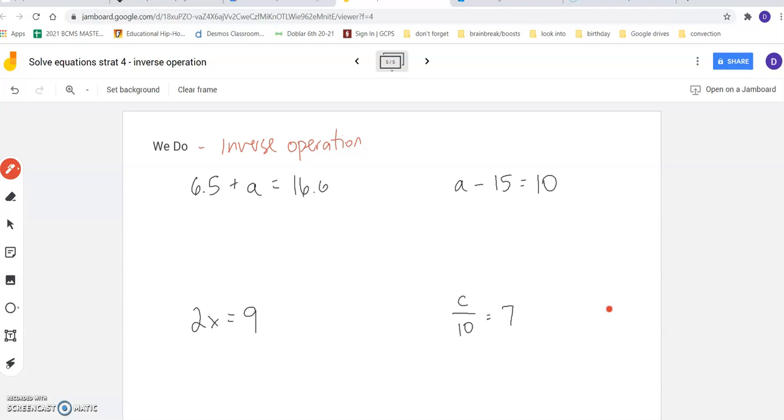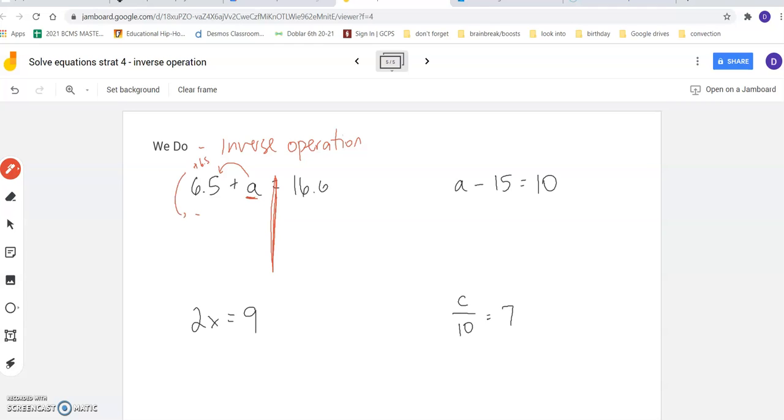So looking at this one, 6.5 plus a equals 16 6/10. Let's apply the inverse operation strategy. So split up your expressions. Say, all right, what's happening to my a? What's happening to my variable? Well, 6.5 is being added to it.